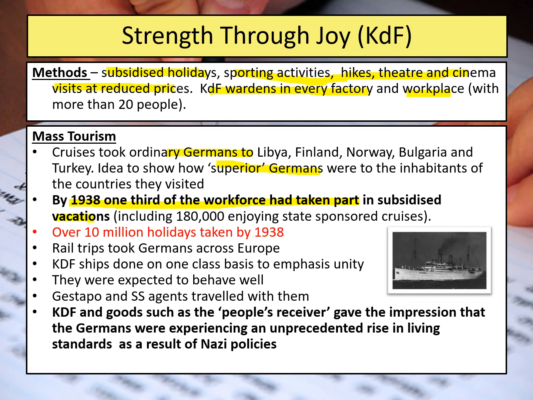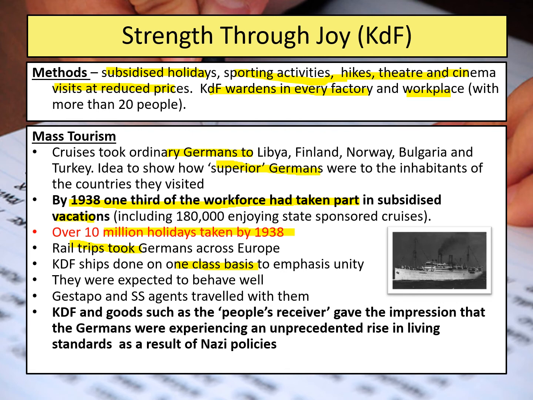including 180,000 that had enjoyed state-sponsored cruises, and there were over 10 million holidays taken by 1938. It wasn't just cruises, though. There were also rail trips that took Germans across Europe. And with these cruises, with these holidays, and with these general trips, the idea is that they would be classless and they would all be done on a one-class basis to emphasise unity.